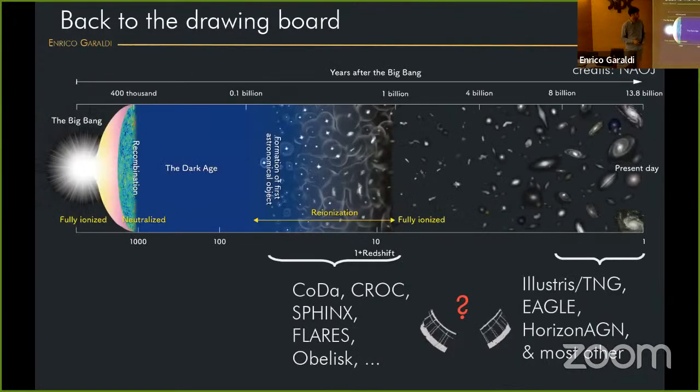So essentially I hit a wall and had to go back to the drawing board, as you do when you find a problem. And one thing I realized was that among the large projects that attempt to simulate the galaxy population as a whole, I could find two separate groups. One, like the illustrious TNG, Eagle, and many others, was focused on the low redshift universe, meaning they tried to reproduce, and were calibrated against, the low redshift universe. Rightly so, because that's where we have the most and the most accurate observations.